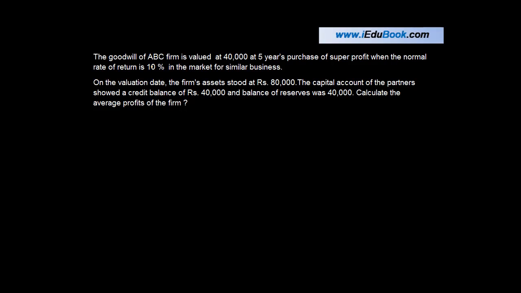The goodwill of a firm ABC is valued at rupees 40,000 at 5 years purchase of super profit. This question is different because the value of the goodwill is already given. Goodwill is equal to 40,000 at 5 years purchase of super profits, right?